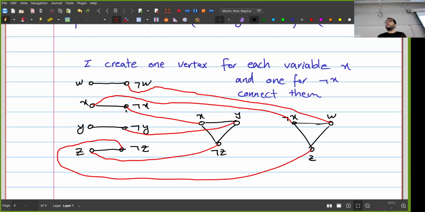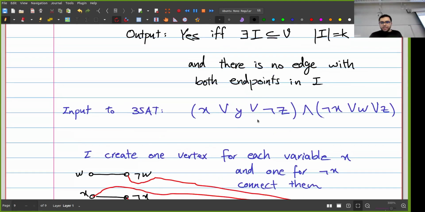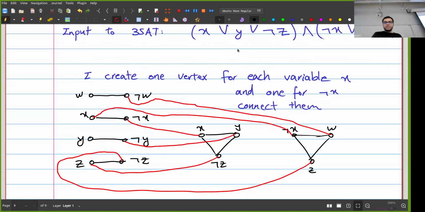That's the first point. Now I want to say that this assignment satisfies my 3-SAT formula. Let's look at each clause of the 3-SAT formula separately. That clause corresponds to a triangle, but from that triangle, I took a vertex. For example, if I took x here, then because this x is connected to the negation of x, I didn't take the negation of x, which means I took x here. So basically, the clause is satisfied. Because of this, the reduction is over and it's correct.